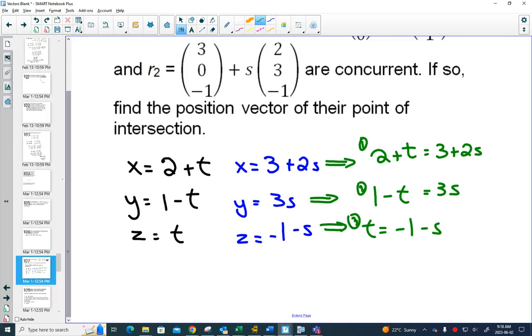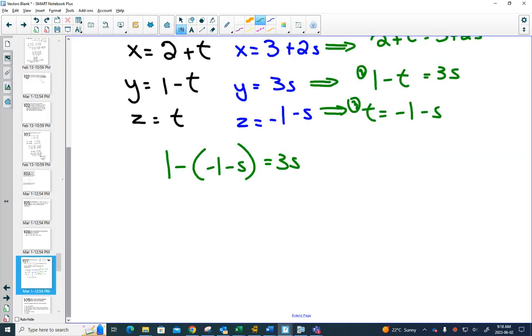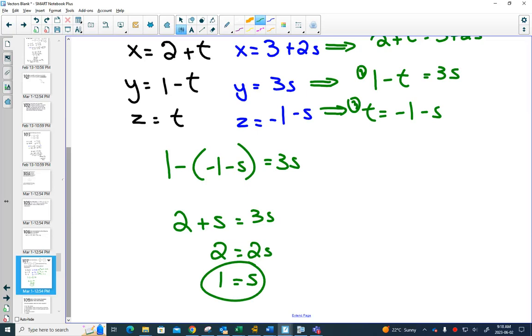Okay, but since we haven't used substitution yet, I'm going to take equation 3 and substitute it into equation 2. So I just took the t, replaced it with negative 1 minus s. I have to distribute my negative sign. 1 plus 1 will be 2 plus s equals 3s. 2 is equal to 2s, and s is equal to 1. Okay? What did I do? I'm going to make a note here that I was using 2 and 3.